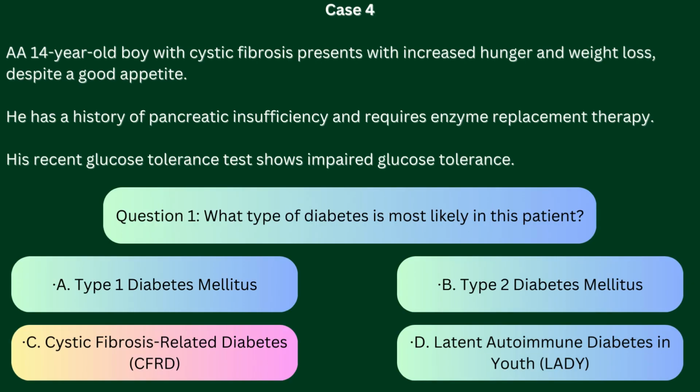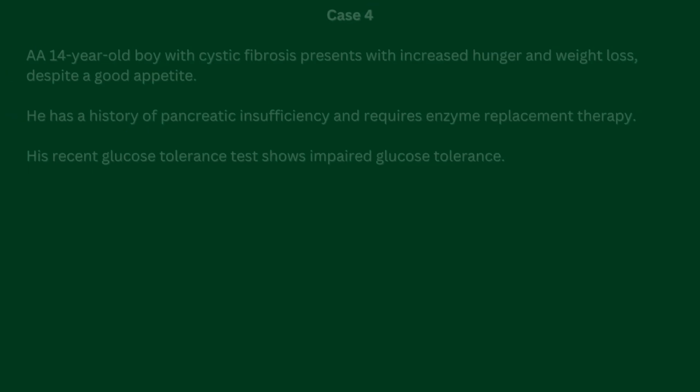The correct answer is C. Cystic fibrosis-related diabetes is a common complication. It occurs due to the scarring and dysfunction of the pancreas, which is common in cystic fibrosis, leading to impaired insulin production.